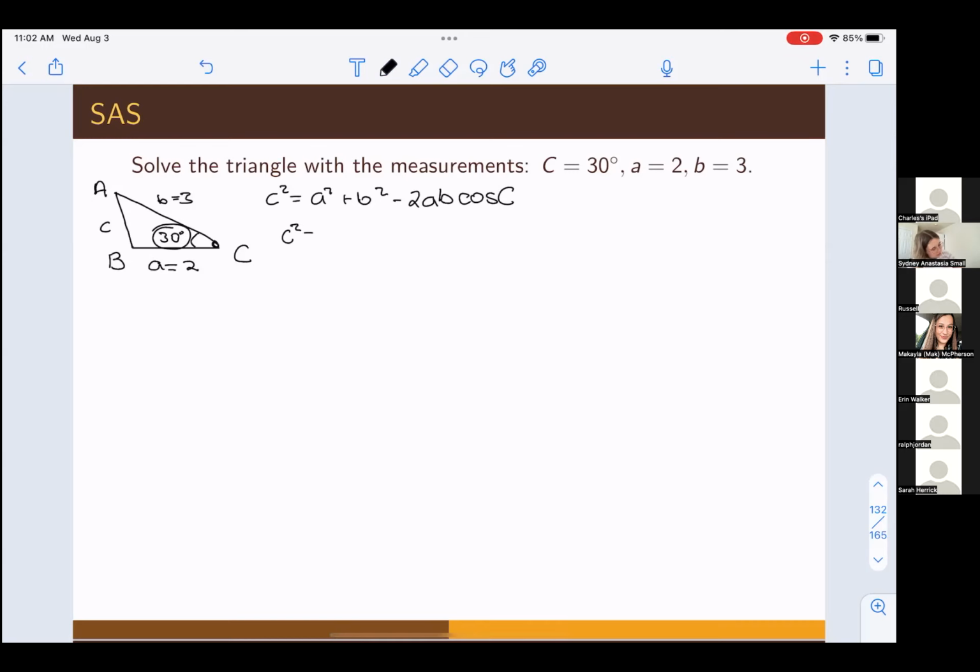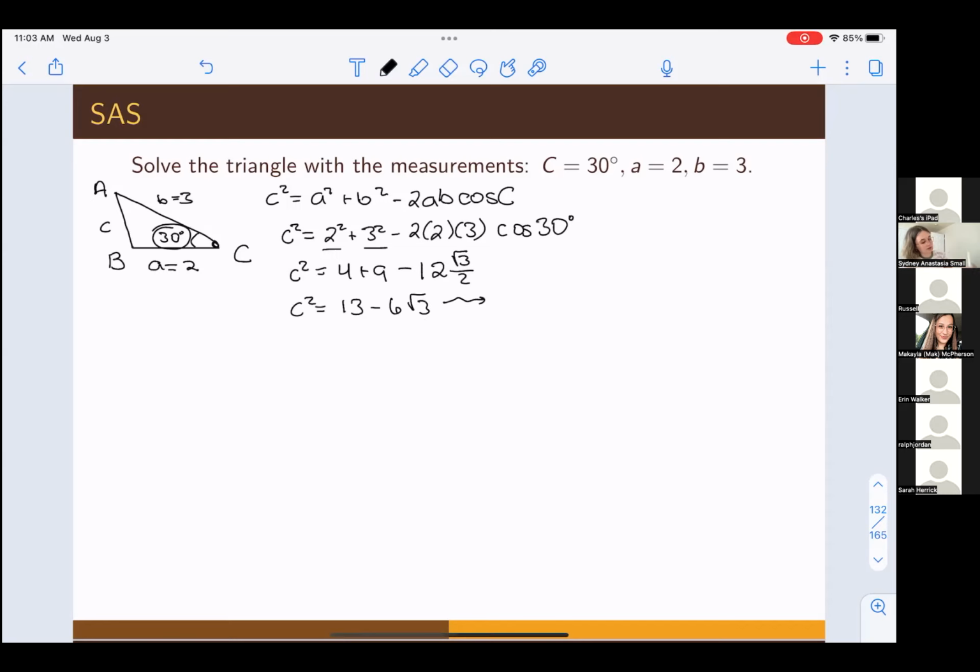So C squared is equal to 2 squared plus 3 squared minus 2 times 2 times 3 cosine of 30 degrees. Beautiful. Solving that, we get that C squared is equal to 4 plus 9, 2 squared and 3 squared, minus 12, which is 2 times 2 times 3, times the cosine of 30, which is root 3 over 2. So C squared equals 13 minus 6 root 3, which then, taking square root of both sides, C is equal to the square root of 13 minus 6 root 3.